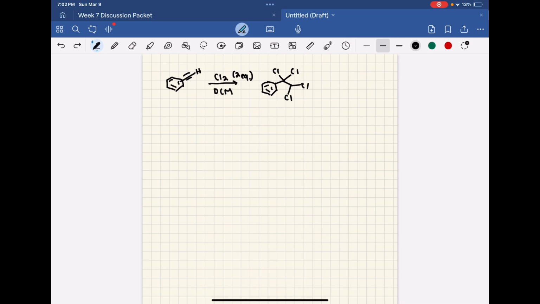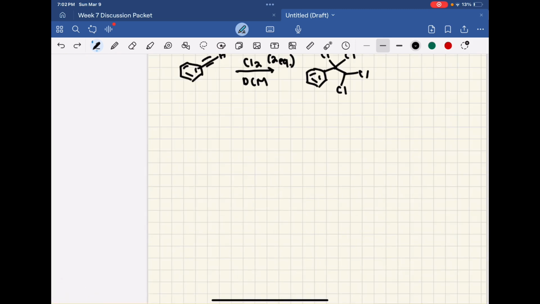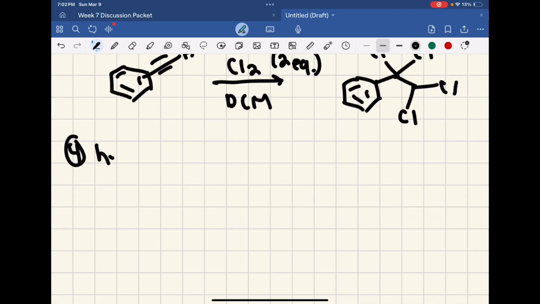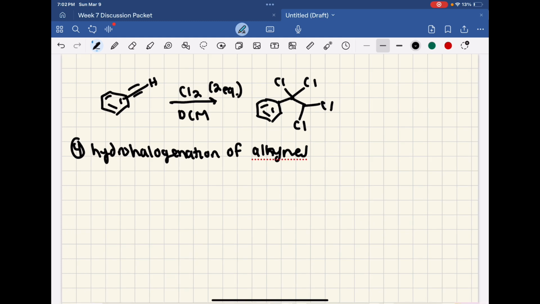We don't just have to add a diatomic halogen. We could add just a hydrogen halide, such as HBr or HCl. So we would call this hydrohalogenation of alkynes. We did 3; number 4 is hydrohalogenation of alkynes. Again, the equivalence is going to matter. Just keep in mind, this is still Markovnikov addition, and it follows Markovnikov's rule. There are carbocations involved.